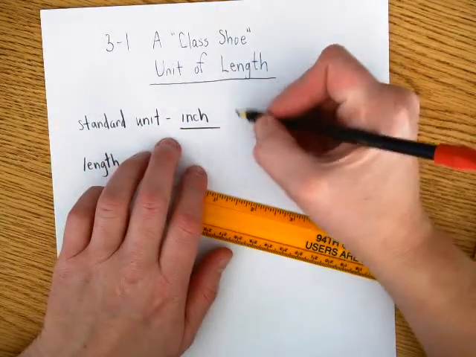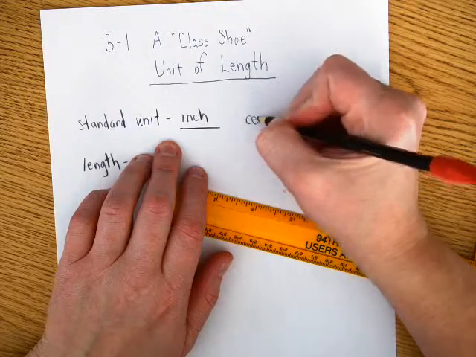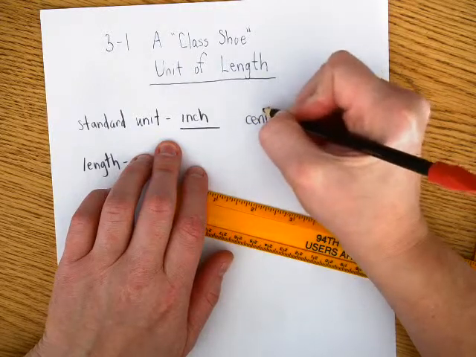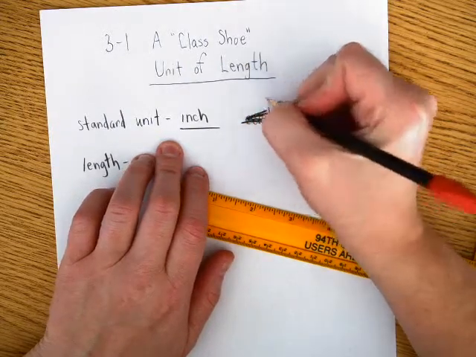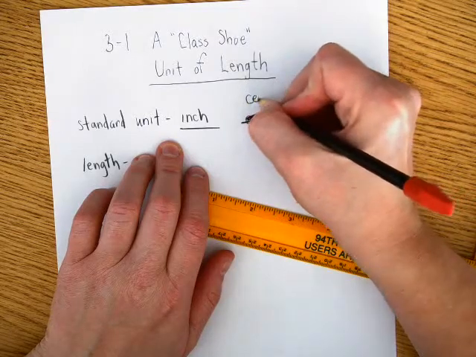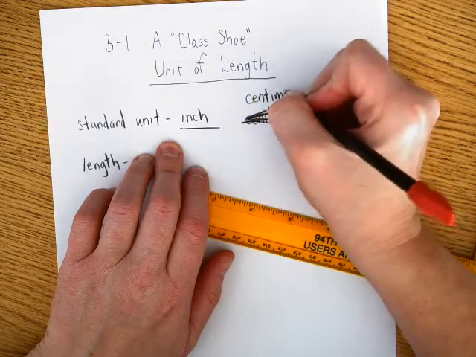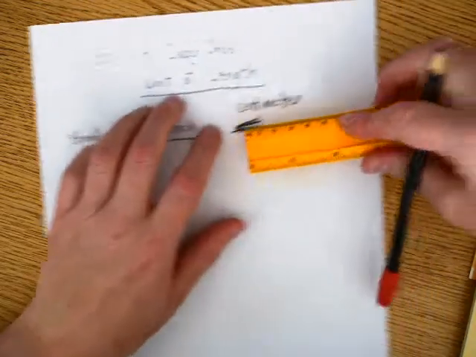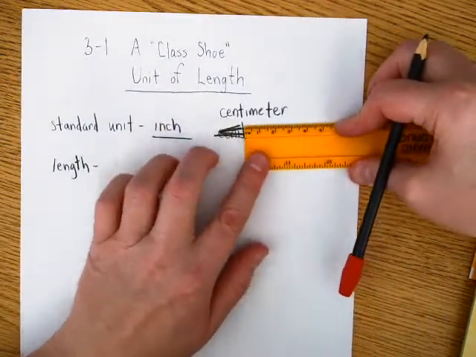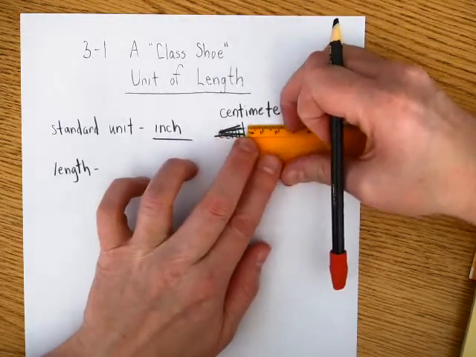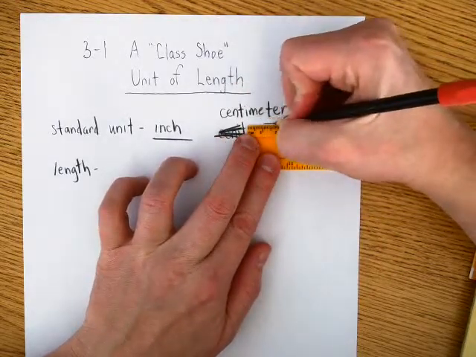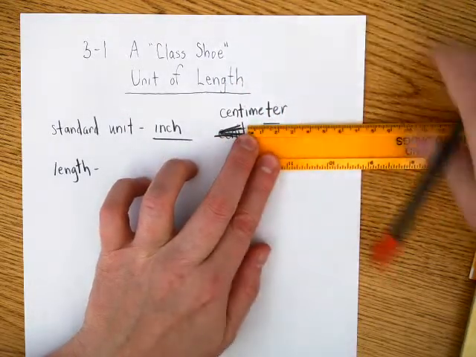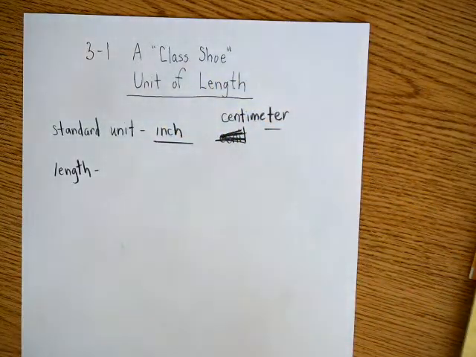A centimeter is a standard unit. Oops, I guess I better spell it correctly. Centimeter. A centimeter is a standard unit. Again, we can look on the ruler, and we can see this is a centimeter. It's this long right here. It's standardized. We can measure something in inches. We can measure something in centimeters.